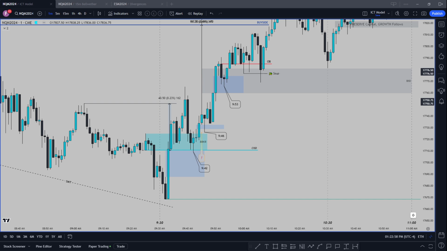There's very few people that I know that have a turtle soup model. I think I know 2 people that I've seen that are crazy good with it.